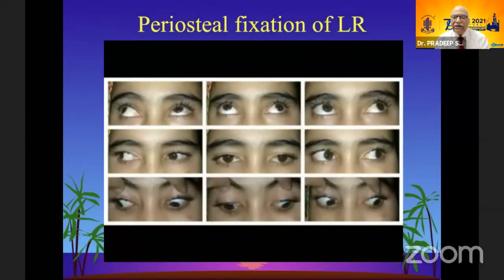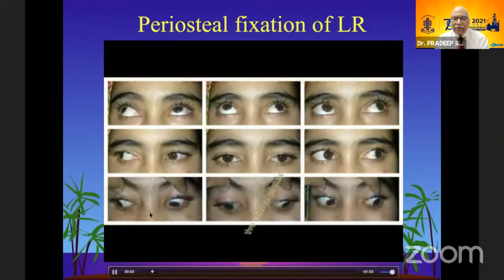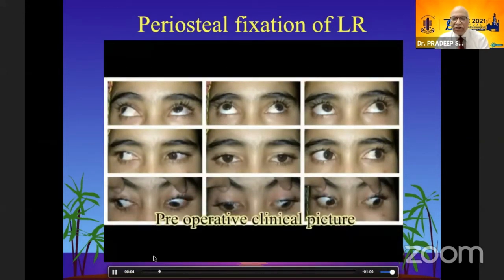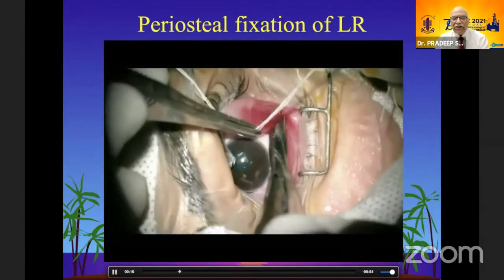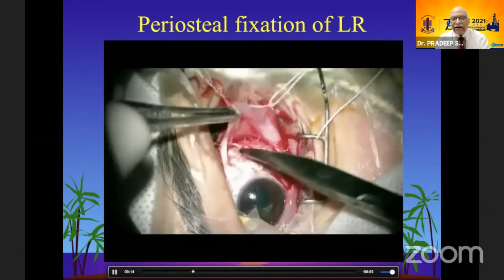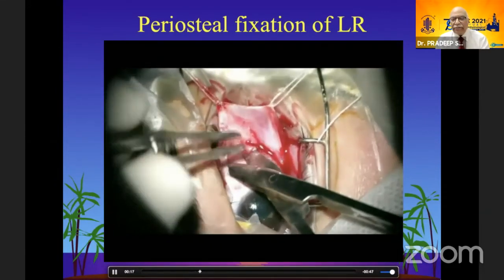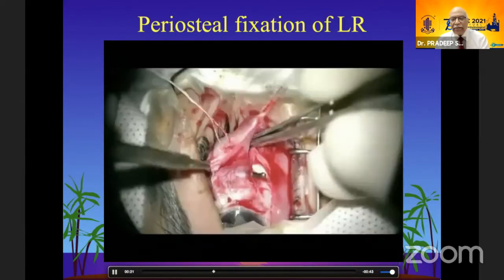So periosteal fixation of the lateral rectus can be done, and this is a small clip of this procedure showing you. So limbal incision has been made. FDT was done prior to that, and now you can identify the lateral rectus. The lateral rectus is hooked.